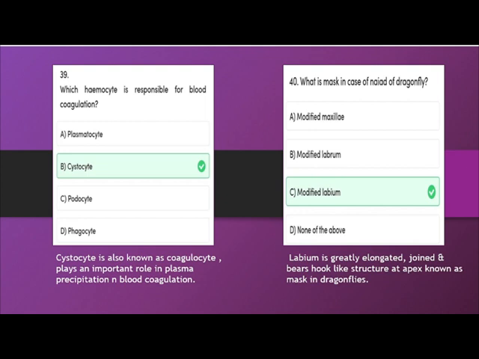The 40th question. What is the mask in case of naiad in dragonfly? And the answer is C, modified labium. The labium is greatly elongated, jointed and bears a hook-like structure at the apex, which is known as the mask in dragonflies. It is also found in damselflies.